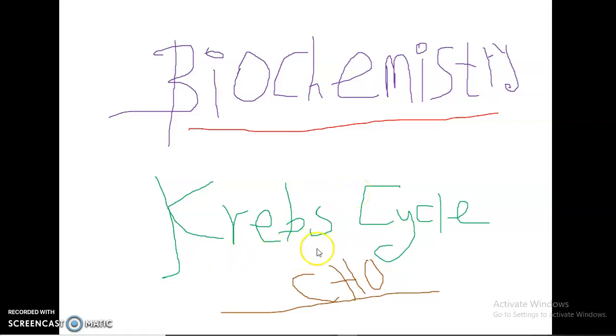Today I am going to discuss the Krebs cycle. This is a metabolic pathway, a catabolic pathway in which ATP is made from food molecules such as carbohydrates, proteins and lipids. This is a cyclic pathway, that is why it is called the Krebs cycle.